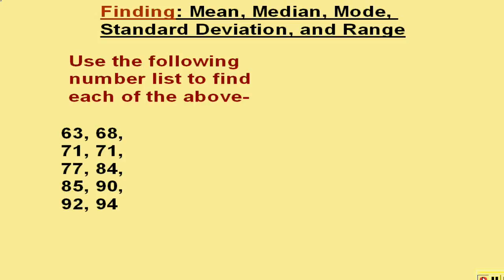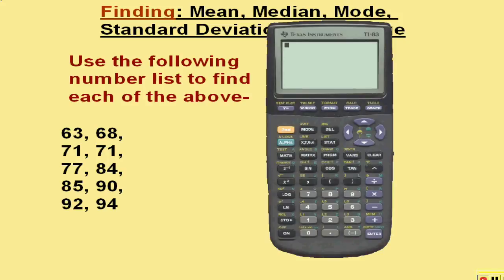Find the mean, median, mode, standard deviation, and range of the following list. We will use the calculator to find these 5 values. The first thing we need to do is go to the Stat button and hit Enter.